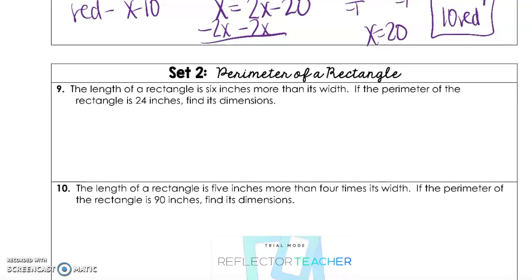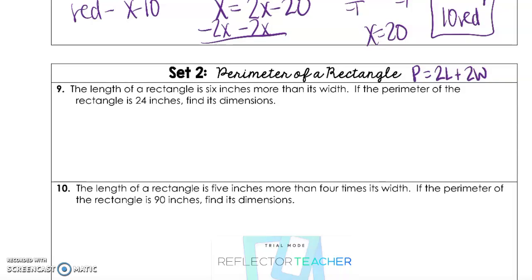This video will cover set 2 in this big set of notes, which starts on page 2-14. We're talking about the perimeter of a rectangle, so the formula we're going to use is P equals 2L plus 2W. So remember, perimeter is the distance around. When we have a rectangle, we talk about length and width. So you have 2 of the same length and 2 of the same width. So that's why that's the formula.